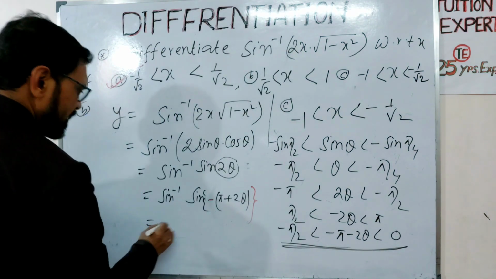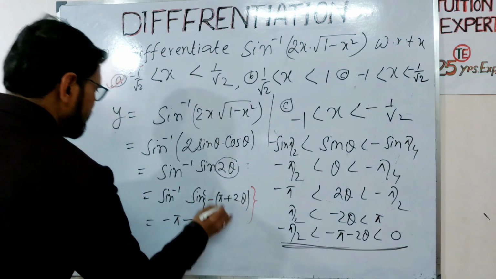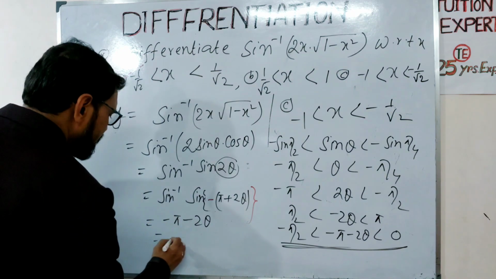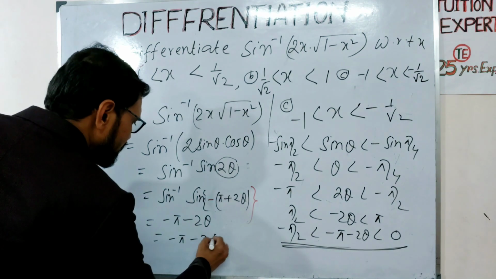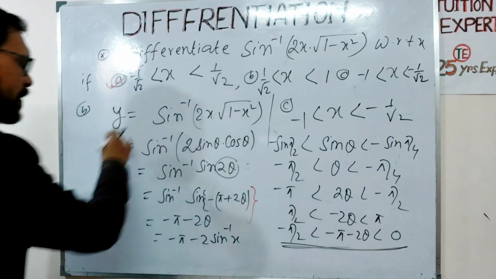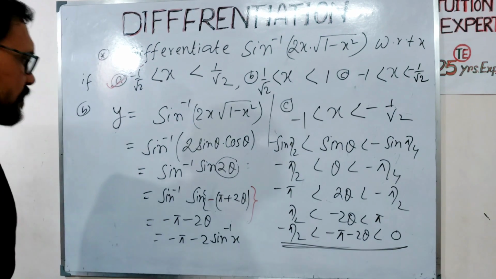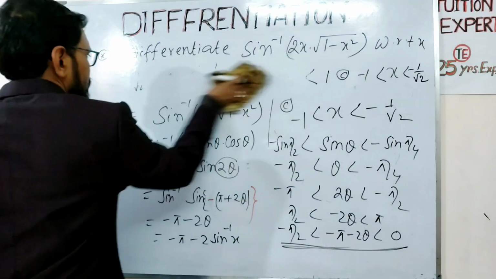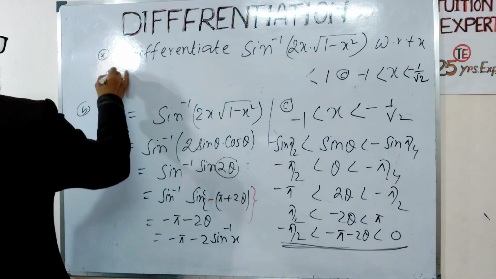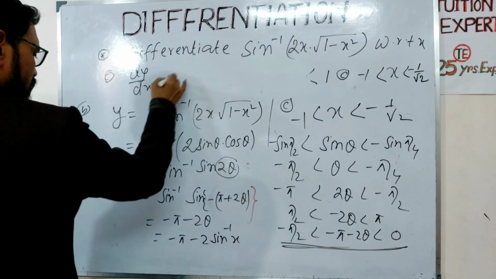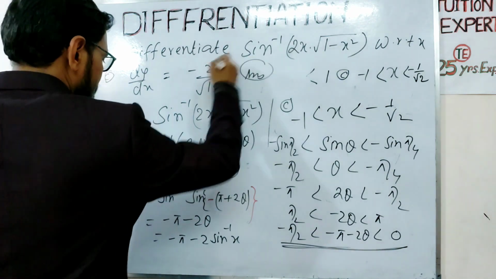So we can write this, minus pi plus minus 2 theta. So y equal to this, that is minus pi minus 2 theta. Theta equal to what? Theta equal to sin inverse x. So dy by dx equal to minus 2 by this. So for condition C, dy by dx equal to minus 2 by root over 1 minus x square. This is the answer.